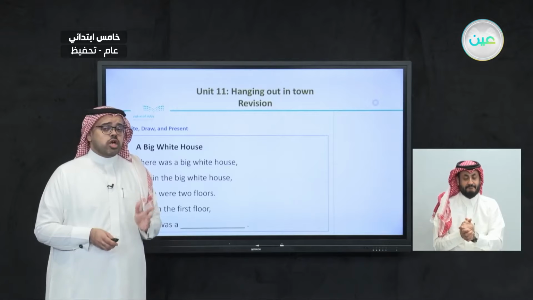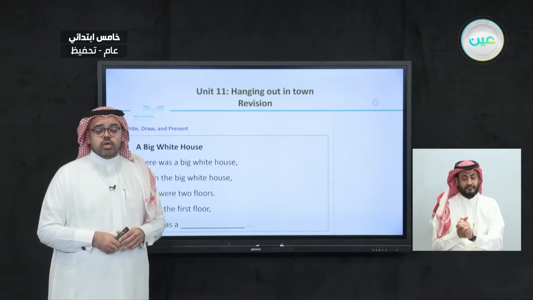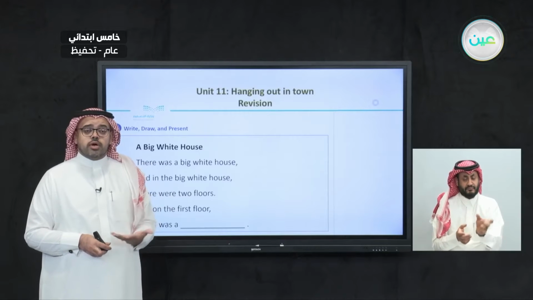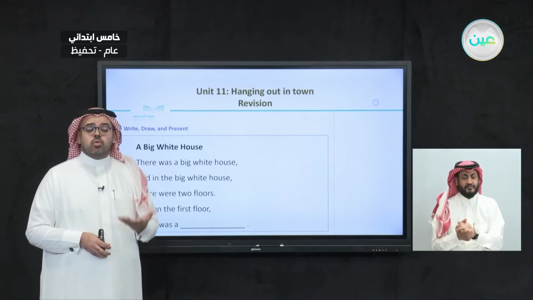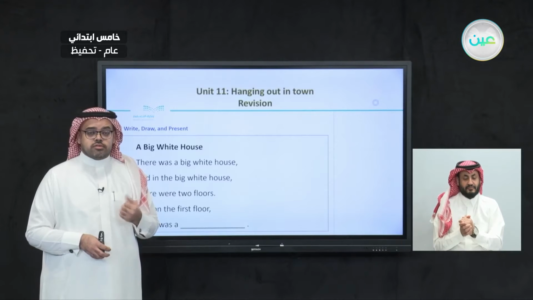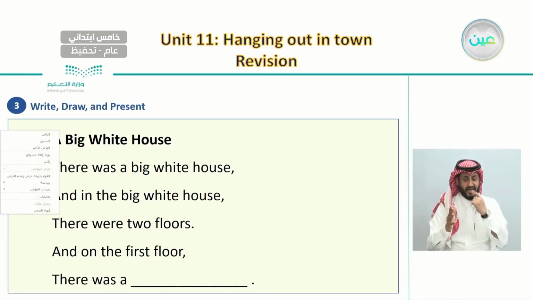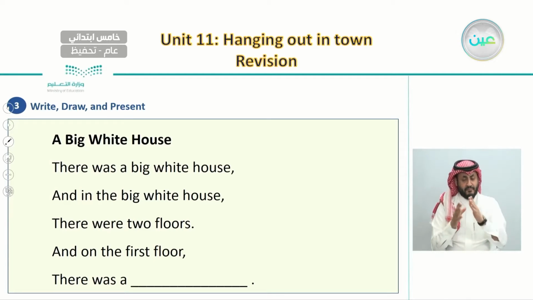So let's try to read this chant one more time and try to complete it, and remind ourselves of the suggestions that we made from last lesson. So, write, draw, and present. A big white house. There was a big white house. And in the big white house, there were 2 floors. And on the first floor, there was.